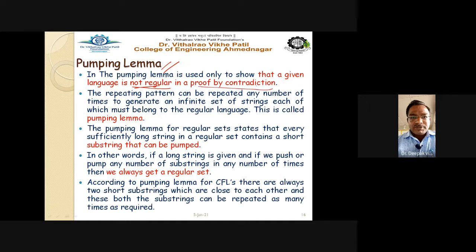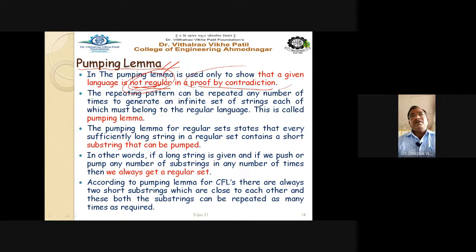So there are various methods for the proof. There is a proof by contradiction. There are some different methods to find out the proof. But here we have to prove that a given language is not a regular language by a contradiction method, and that is the use of your pumping lemma here.